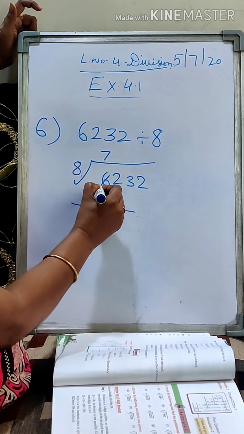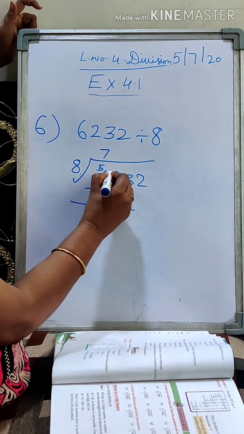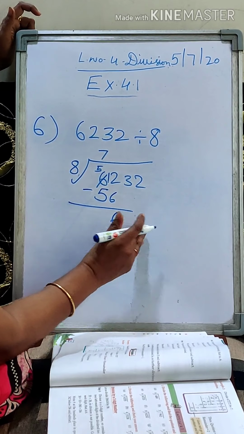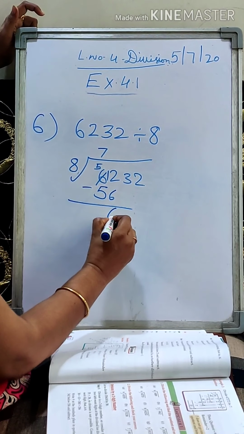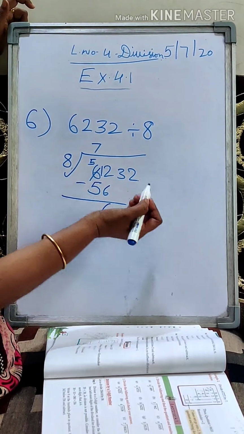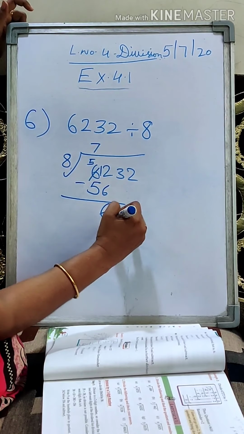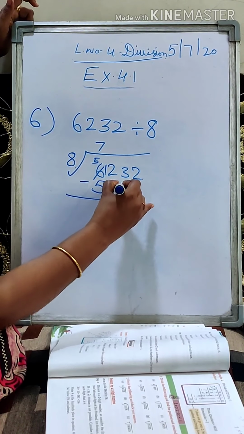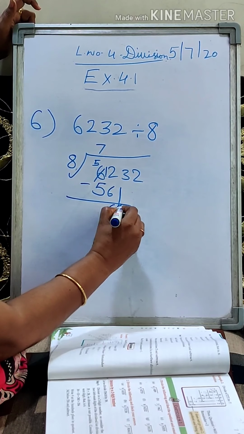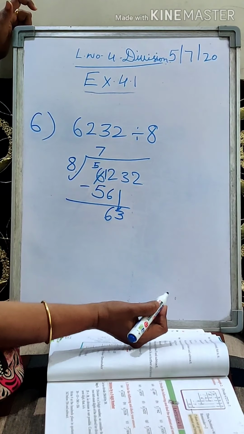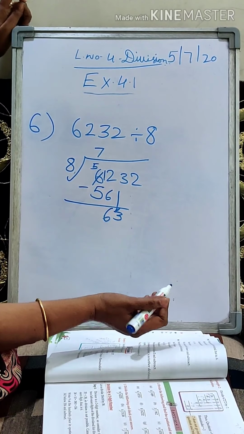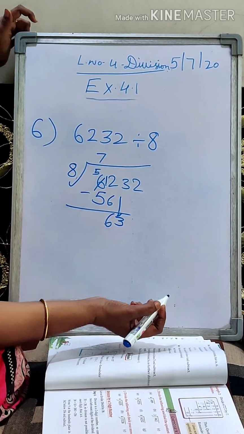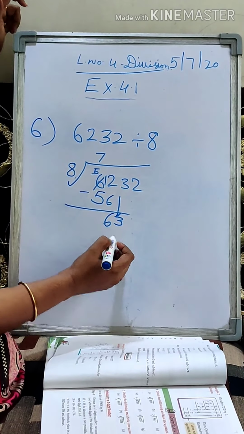Here 6 became 5, then 12. 12 minus 6, 6. Again we should bring the next digit because our number is smaller than the divisor, that is 3. Now it became 63. Again we are going to take 8 sevens only because 8 eights are 64, 8 sevens are 56. 56 is smaller than 63.